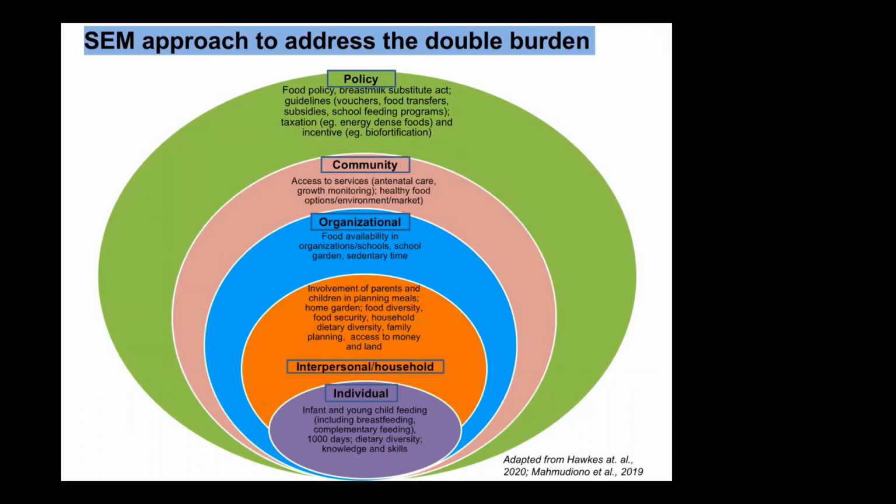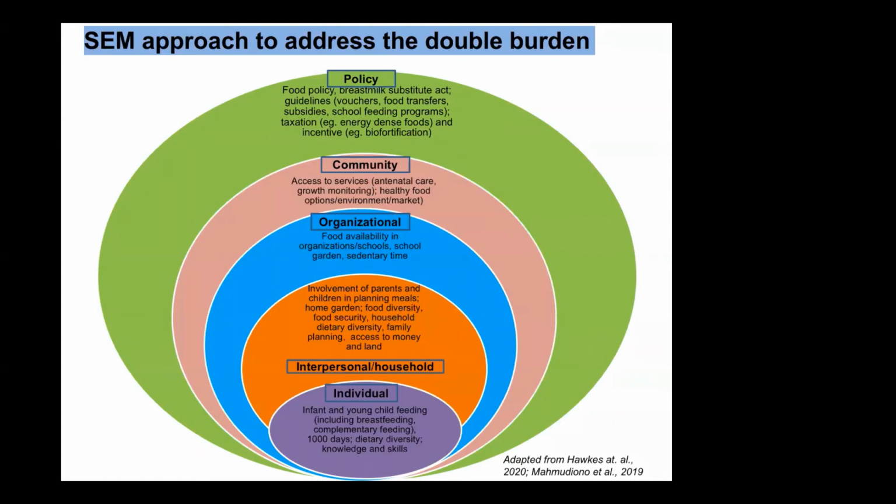So you need to have security not only in terms of 1 or 2 specific food groups, but also the whole diverse diet, the household dietary diversity. Then family planning, because there are studies that show that parity, the number of children, is linked to malnutrition. So family planning would be another approach to intervene from the household or interpersonal level. And the access to money and land: access to money to buy these nutrient-rich foods, and land to produce them.